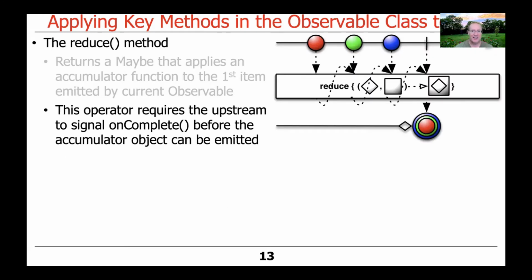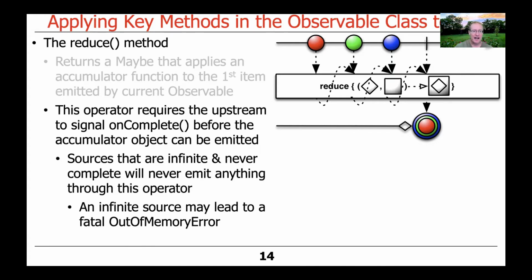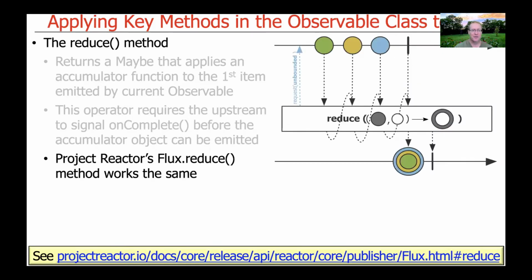In order for reduce to work, it requires the upstream of the chain of methods, the pipeline in the observable chain, to signal the onComplete method before the accumulator object can actually be emitted. And if you have an infinite source that never completes, then nothing ever happens, and you'll probably get an out of memory error because it'll never reach a point where it's done. It'll just kind of loop infinitely.